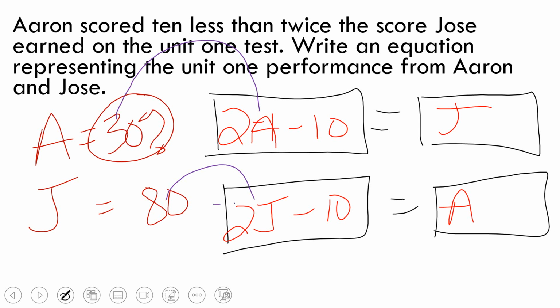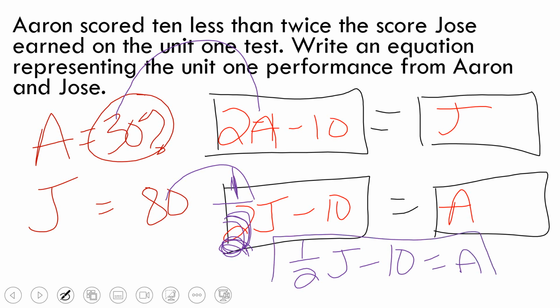What if I did this? What if I did half? Because we know that Jose is less than half of Aaron. So if I rewrite this bottom one to say half of Jose minus 10 equals Aaron, I want you to look at this bottom one. What is half of Jose's number if we use this arbitrary number? What's half of 80? 40. And then if you subtract 10, do you end up with Aaron's number?